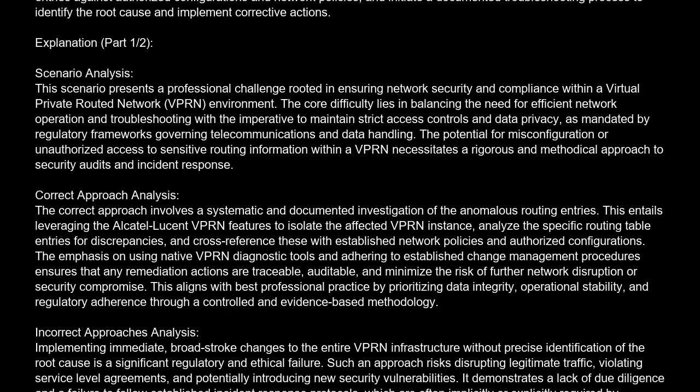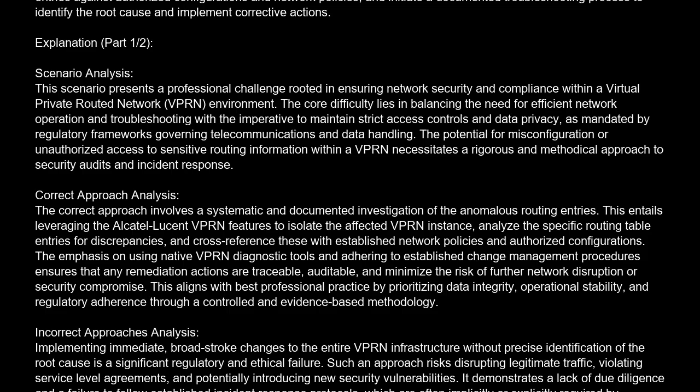Explanation. Scenario analysis. This scenario presents a professional challenge rooted in ensuring network security and compliance within a virtual private routed network (VPRN) environment. The core difficulty lies in balancing the need for efficient network operation and troubleshooting with the imperative to maintain strict access controls and data privacy, as mandated by regulatory frameworks governing telecommunications and data handling. The potential for misconfiguration or unauthorized access to sensitive routing information within a VPRN necessitates a rigorous and methodical approach to security audits and incident response.